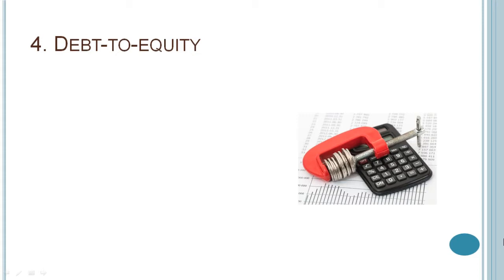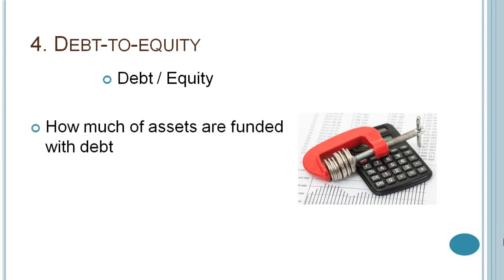Now, one of the first things I check on the balance sheet is the amount of debt. Here's the formula that I use. It's called the debt to equity ratio, and it's simply calculated as debt divided by equity. This measures how much of the business is funded by debt versus equity. Never invest in a business that is over-levered with debt.